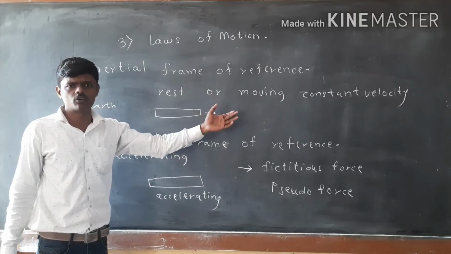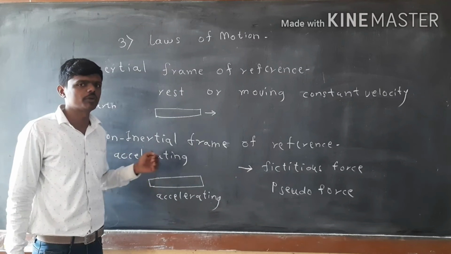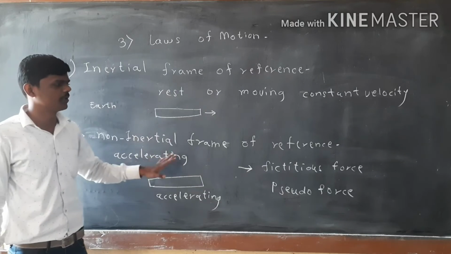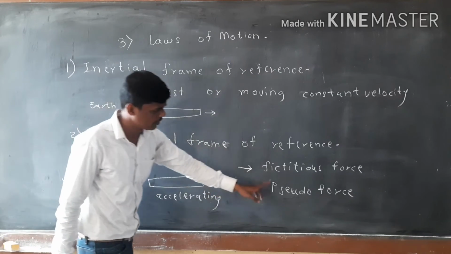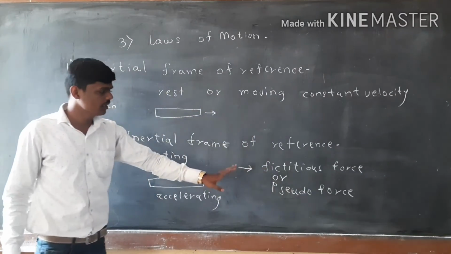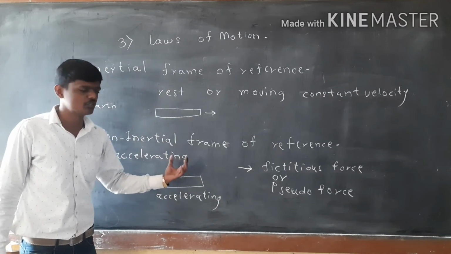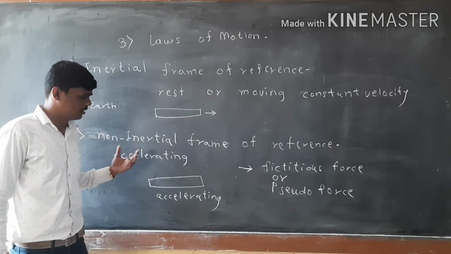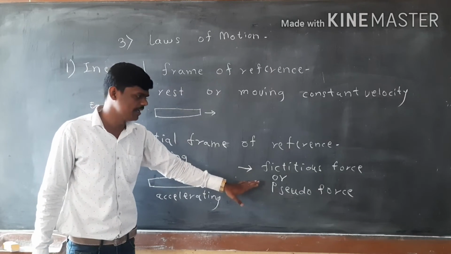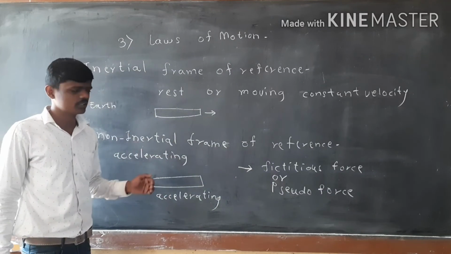It is at rest or moving with constant or uniform velocity but not accelerating, and a non-inertial frame of reference is an accelerating frame of reference. If there is acceleration in the frame of reference, then this is a non-inertial frame of reference. And now we will see what is a fictitious force or pseudo force. Why do we need these two forces? Because in a non-inertial frame, Newton's law is not valid. We will see this example, but just know this. In a non-inertial frame of reference, Newton's law is not valid, and hence we have to introduce fictitious force or pseudo force for Newton's law to be valid.